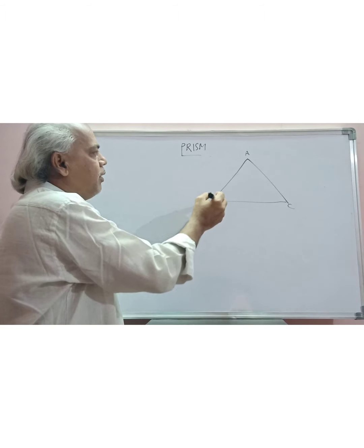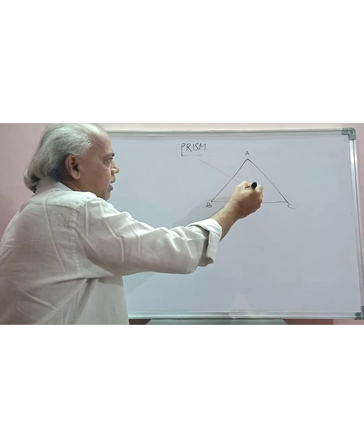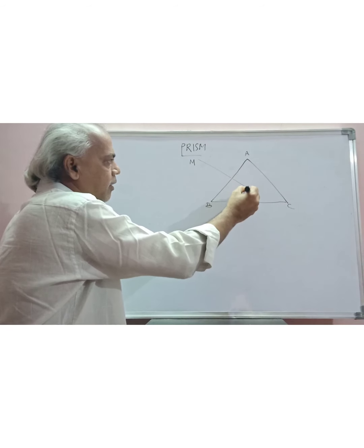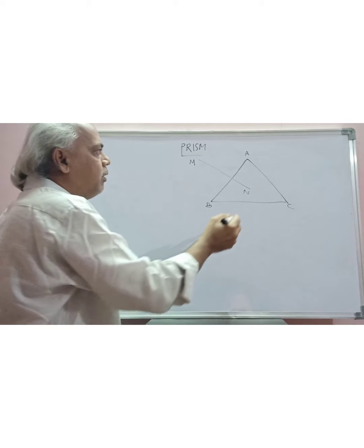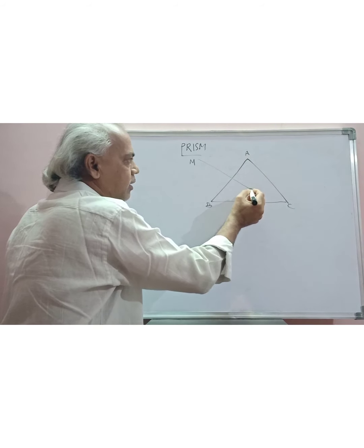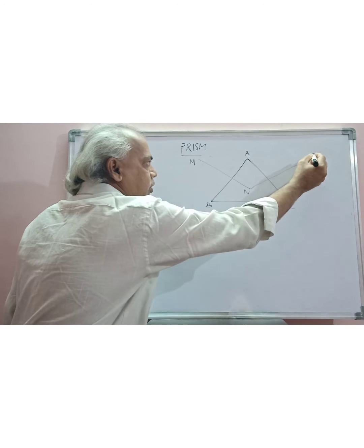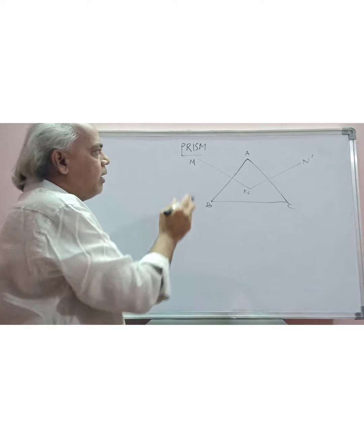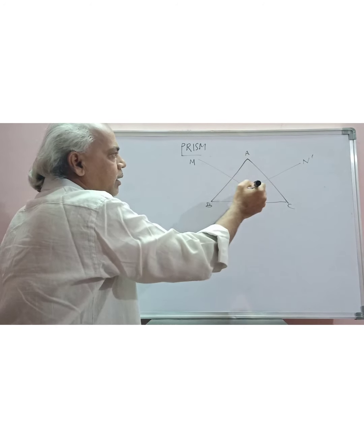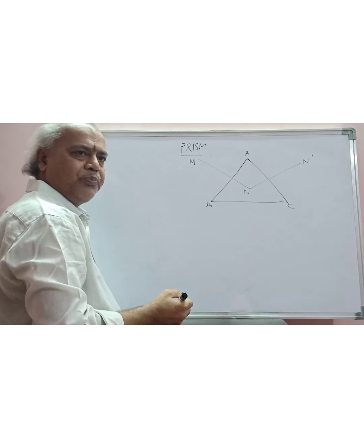Here we draw a normal on surface AB, that is MN, and now we draw another normal on AC, that is NN dash. MN is one normal on AB and NN dash is another normal on AC.